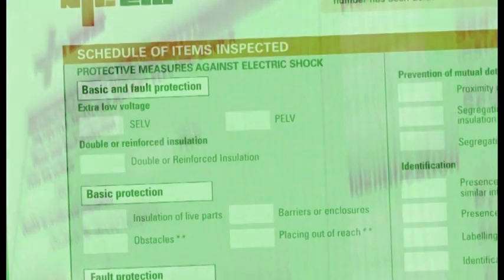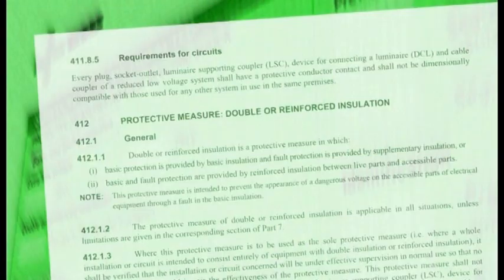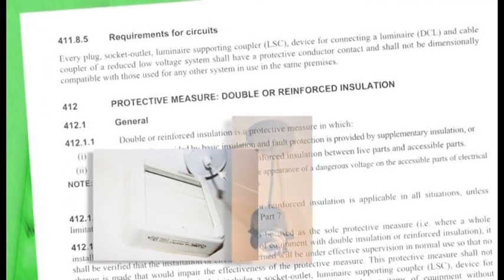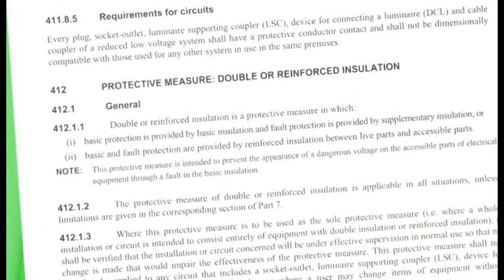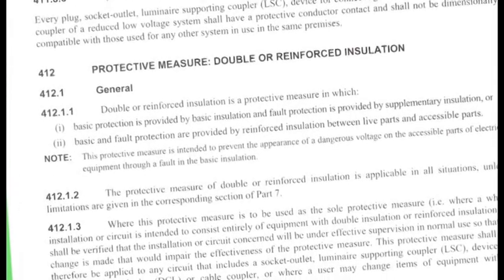Our next protective measure, featuring aspects of both basic and fault protection, is double or reinforced insulation. In the 16th edition, this was called use of Class 2 equipment. This protective measure is generally applicable only to individual items of equipment, such as luminaires or space heaters. This protective measure is applicable in all situations unless limitations are given for some special installations or locations in Part 7. In practical inspection terms, you'd be checking to see if equipment has double or reinforced insulation.